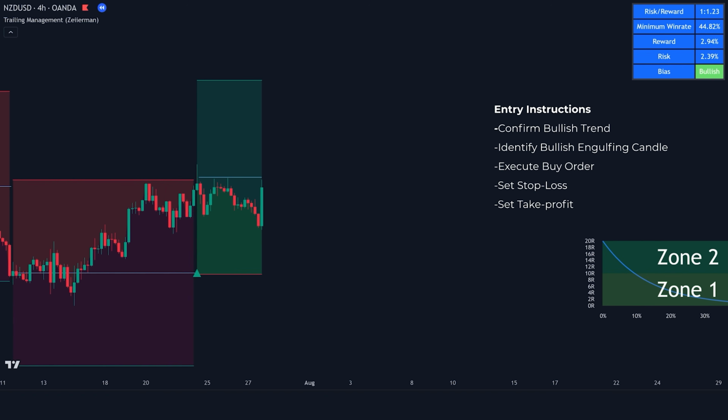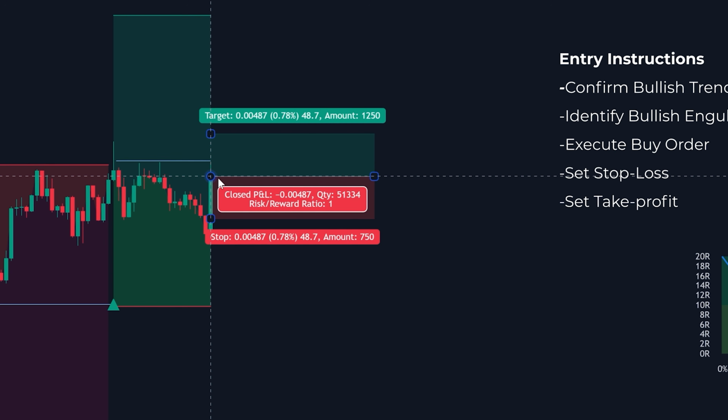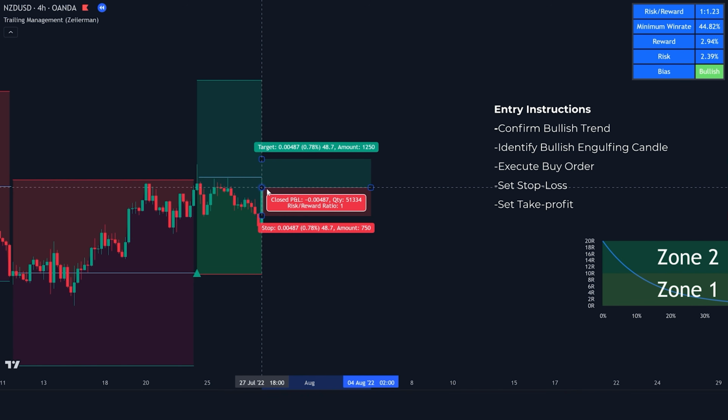Entry instructions. 1. Confirm bullish trend. Ensure the auto bias is indicating a bullish trend. 2. Identify bullish engulfing formation. Watch for a bullish engulfing candlestick, which signals strong buying pressure and a possible reversal or continuation of the uptrend. 3. Execute buy order. Enter a buy position on the next candle, following the bullish engulfing pattern. This entry suggests that upward momentum is expected to continue, providing a high probability of success.